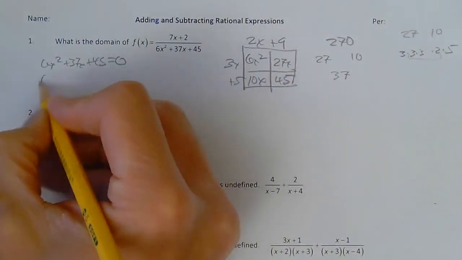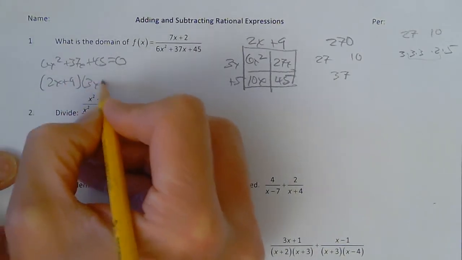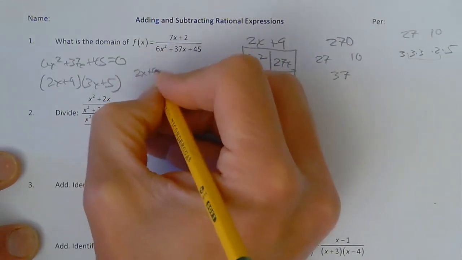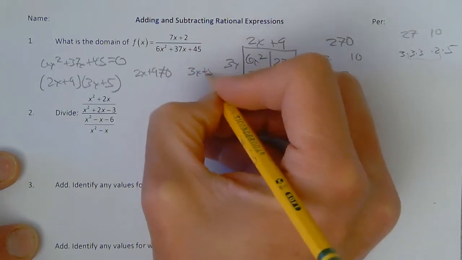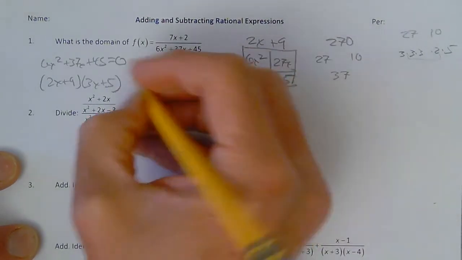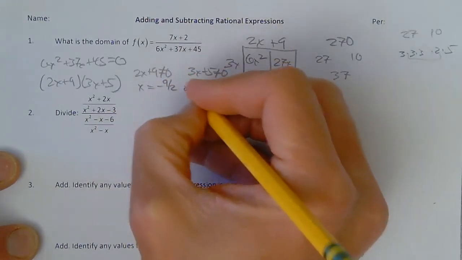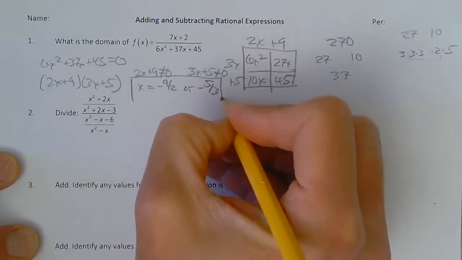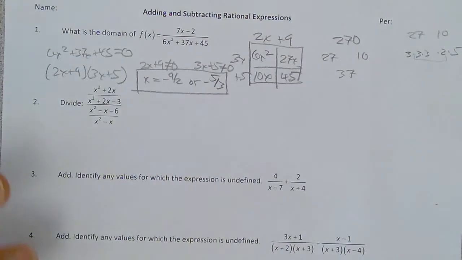So this factors into a 2x plus 9 and a 3x plus 5, which means 2x plus 9 cannot equal 0, and 3x plus 5 cannot equal 0, which means x will not be negative 9 halves or negative 5 thirds. That is the domain for that one.